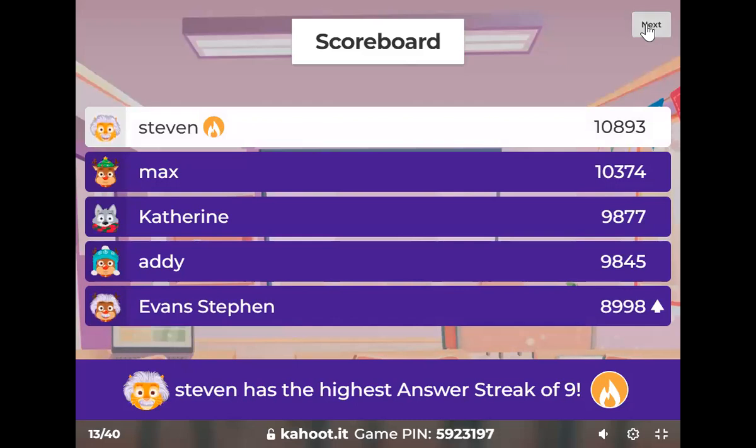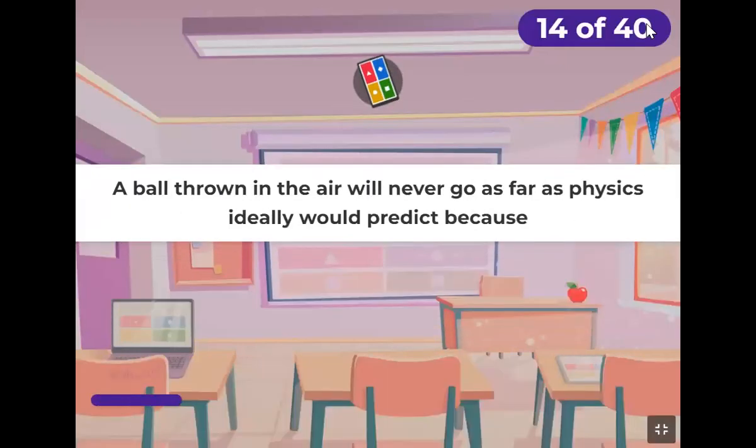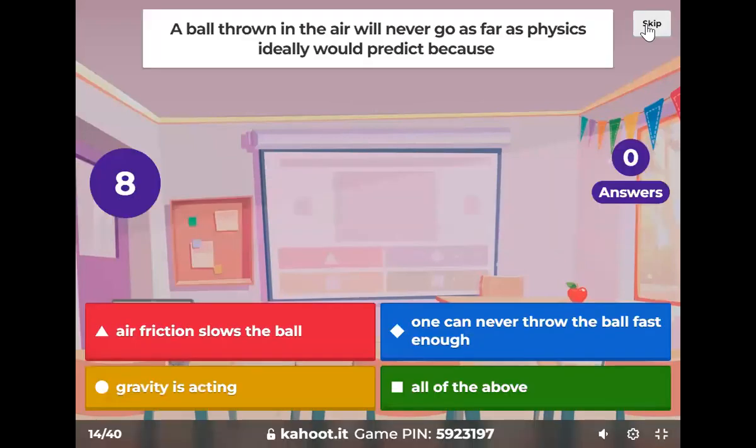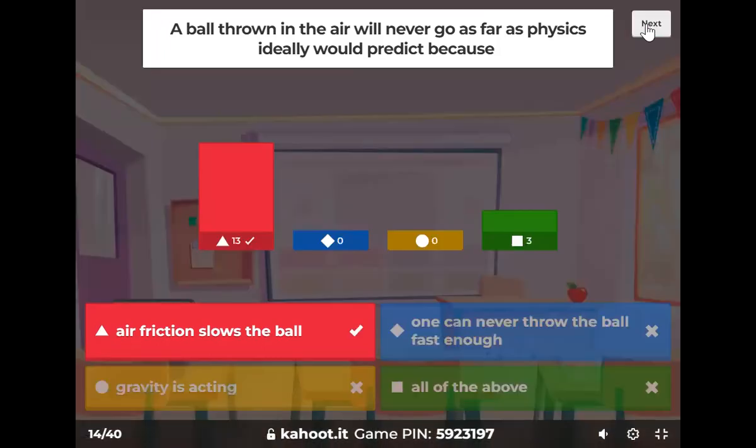All right. Steven, on fire. Ball thrown into the air will never go as far as physics ideally would predict. Why does it always land a little bit short? Oh, there you go. All right. Yeah, air friction slows the ball.